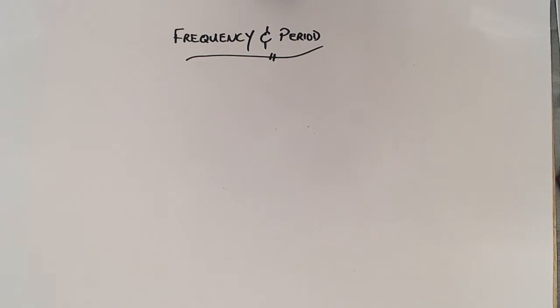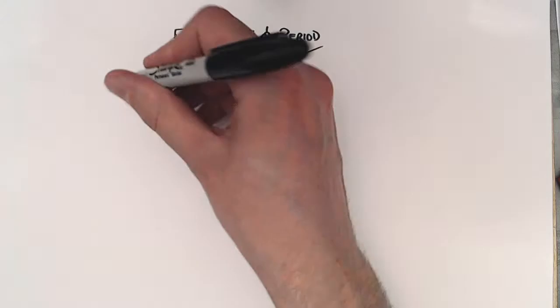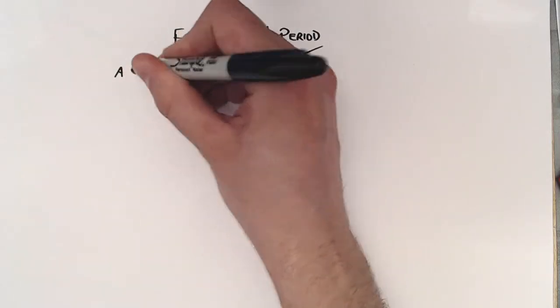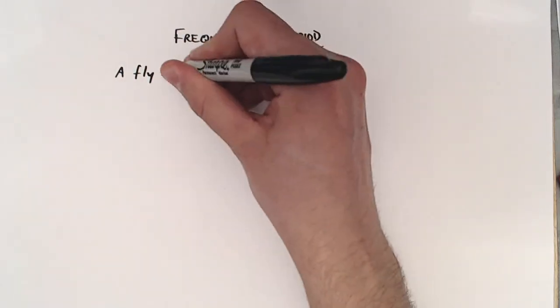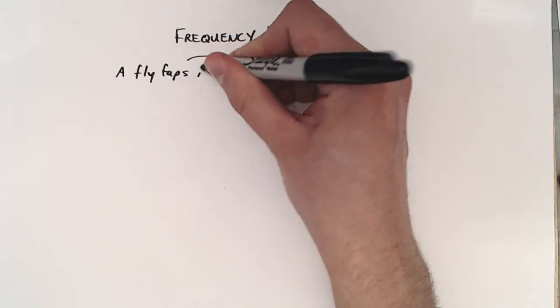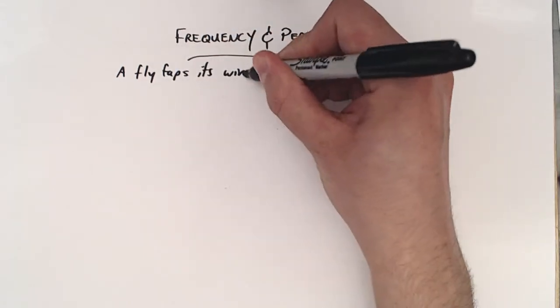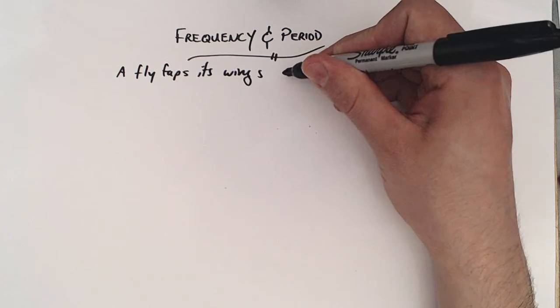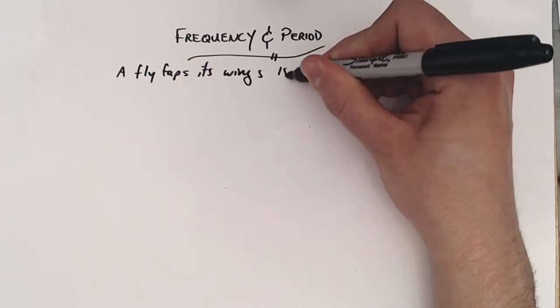So let's talk about frequency and period. Well, maybe we should set up a scenario first. There's this fly, and it flaps its wings 150 times per second.